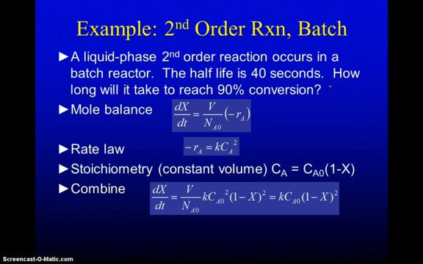So the starting point is to begin with a mole balance. For a batch reactor, this is what it looks like in terms of conversion. The rate law, since it's second order, the rate of consumption of A is a rate coefficient multiplied by the concentration of A squared. From the stoichiometry, we can say the concentration of A is Ca naught times 1 minus the conversion. So we insert that into our design equation here. So we have the rate of change of conversion being proportional to the 1 minus x squared. And it also depends on k times Ca naught.